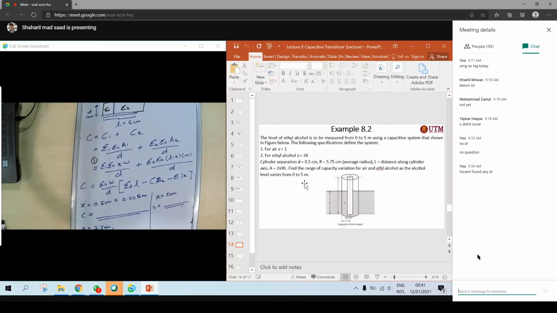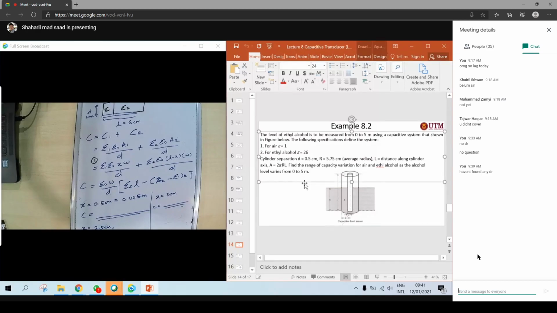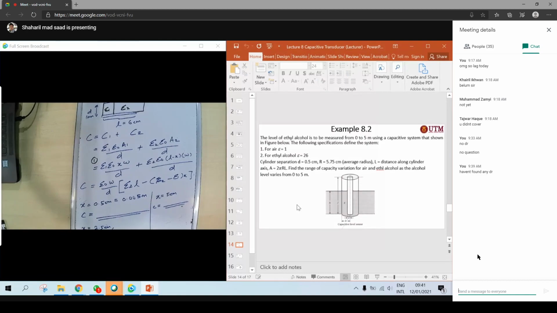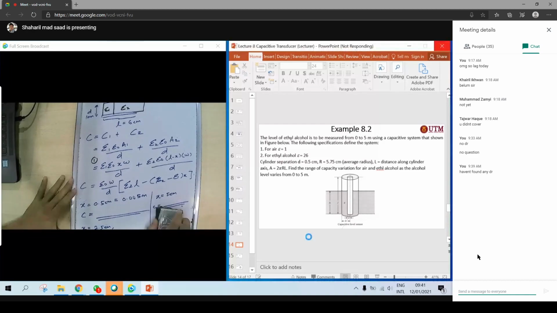So this is an example of the capacitive transducer that is used in your petrol pump or in your car, in order to measure the petrol level. Okay. So example 8.2.